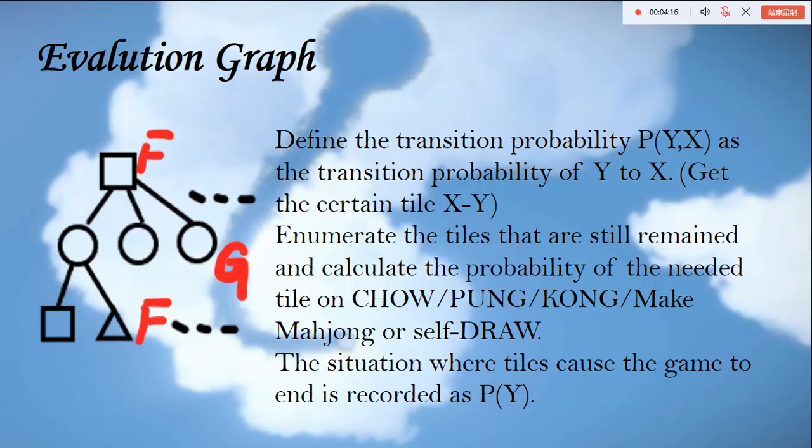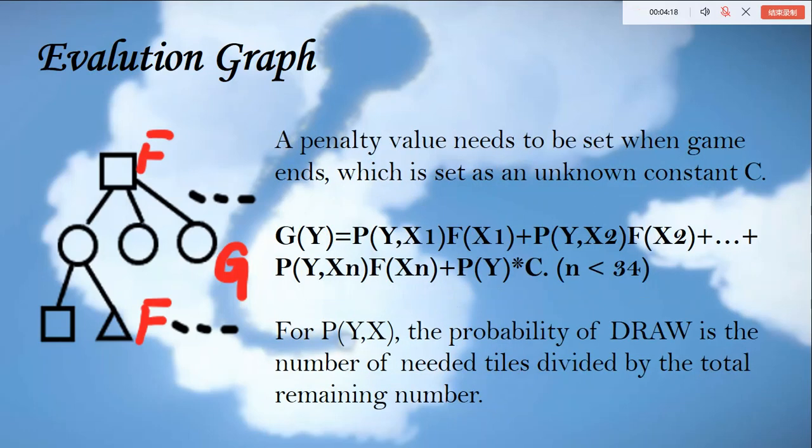In this case, a penalty value needs to be set, because I don't know which tile caused it, and it's not easy to predict the probability, so it's temporarily set as an unknown constant phi. The formula looks like this. Since there are only 34 different tiles in total, n will not exceed 34.